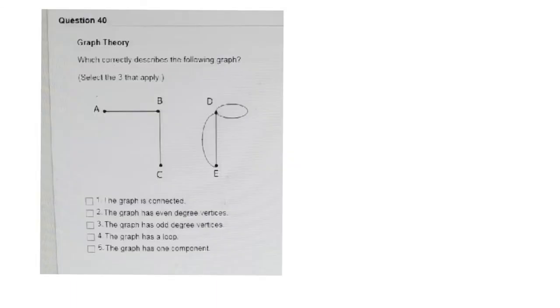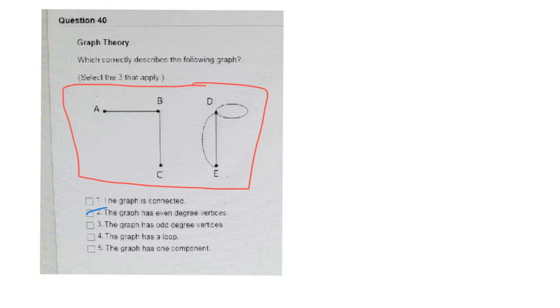Which correctly describes the following graph? Okay, well, this is one single graph. I know it looks like two graphs, right? But believe it or not, this is one single graph that happens to be disconnected. All right? So which correctly describes the following graph? The graph is connected? No, it's disconnected. The graph has even degree vertices. I don't know, let's check. B is a vertex, it's even, it's got A, and it's got C coming out of it. So yeah, that works. And I'm going to use blue for the correct answers.